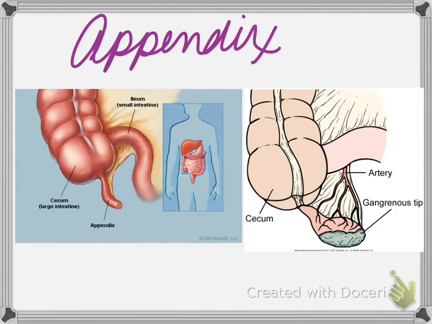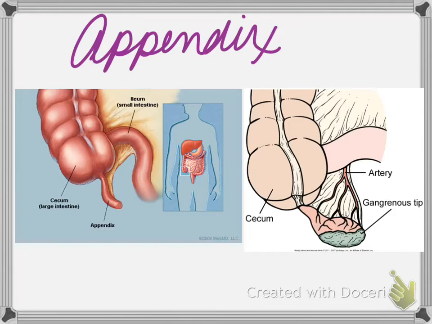So when we think about appendicitis, you probably know someone who's had appendicitis, or maybe you've had it yourself. Usually the onset is very sudden. So the patient is going to have that sudden umbilical pain in the right lower quadrant. Sometimes they may have some nausea, some vomiting.